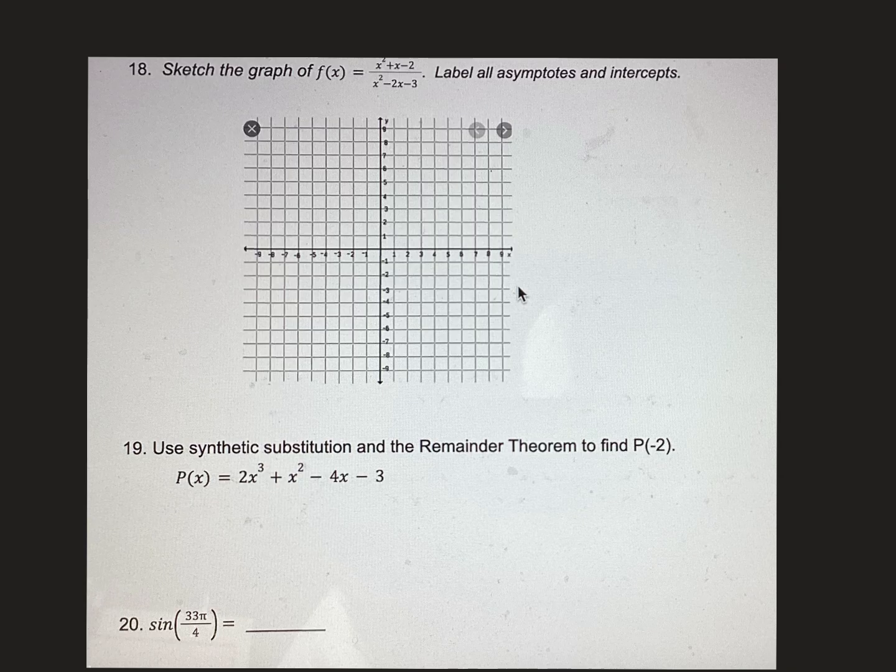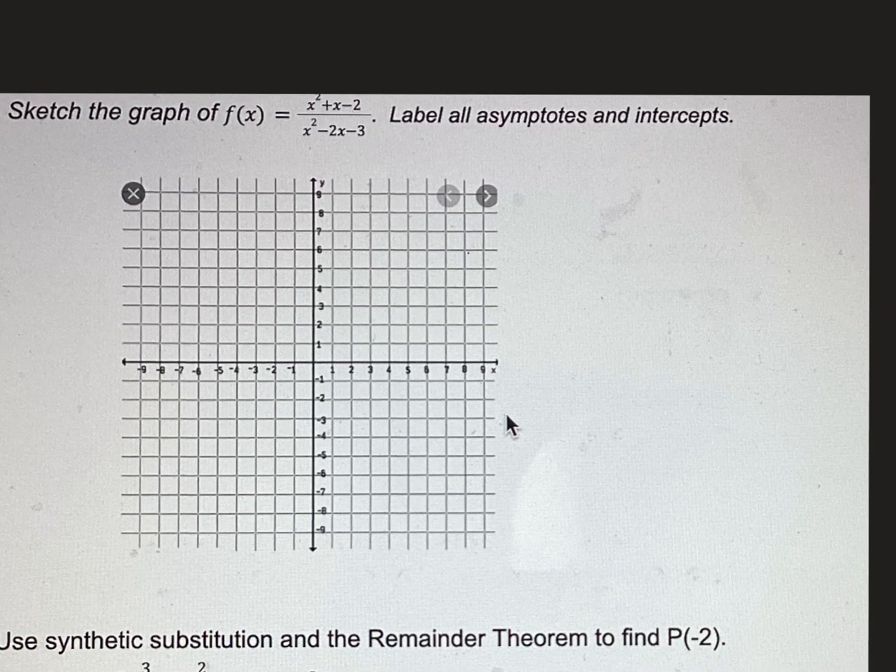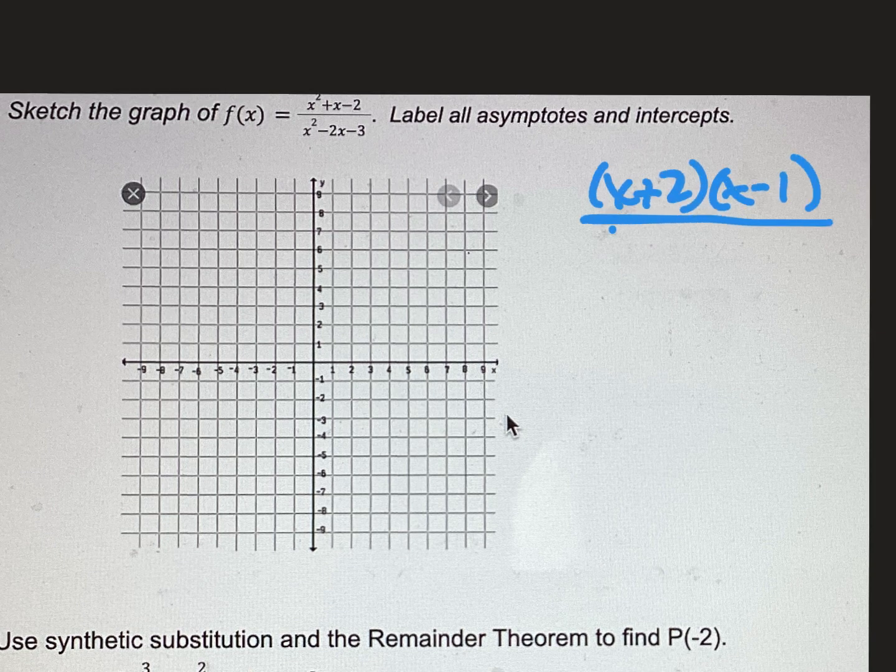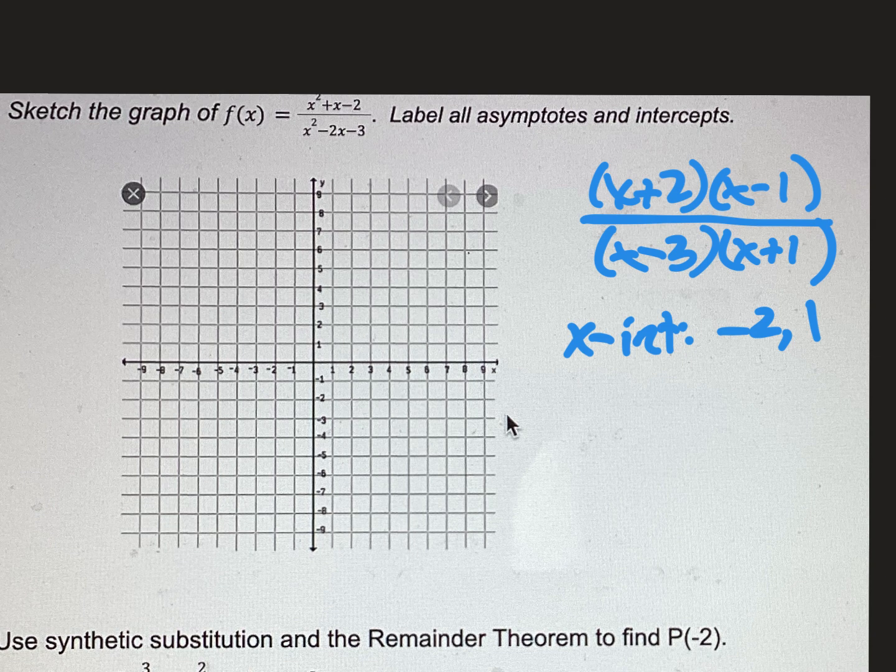Now it's 3 more. 19, sketch the graph of this, label all the asymptotes, intercepts, all the things. So I'm going to factor the numerator, which should be x plus 2, x minus 1. I'm going to factor the denominator, which is x minus 3, x plus 1. And here we go. First of all, let's go x-intercept. X-intercept makes the numerator 0, which is negative 2 and 1.